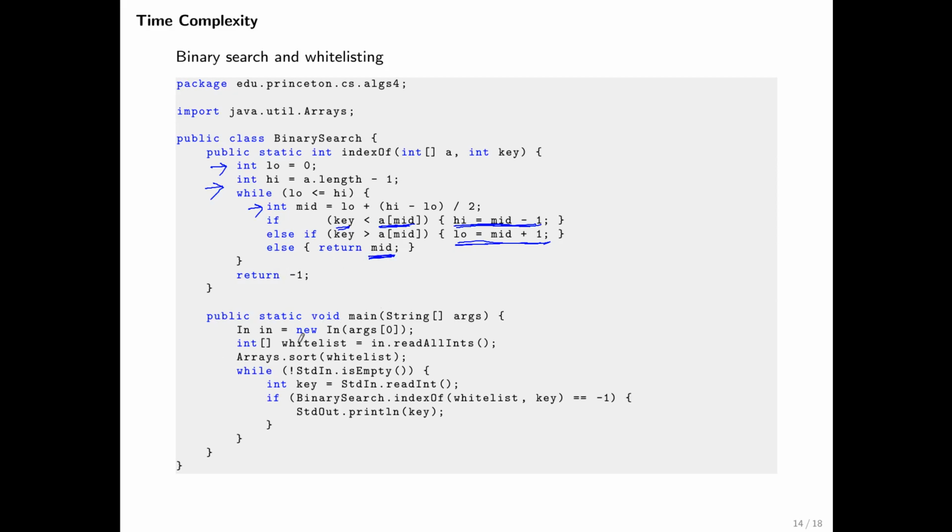Now let's talk about the main method. Here you receive a command line argument, which is the name of a file. This file is what we call a whitelist file, and we read it using the In data type. We make a single call to readAllInts, and we get the contents of that file, which in this case is just an array of integers, which we call whitelist. Then we make a call to the static method sort from Arrays to sort that collection whitelist. Why are we sorting?